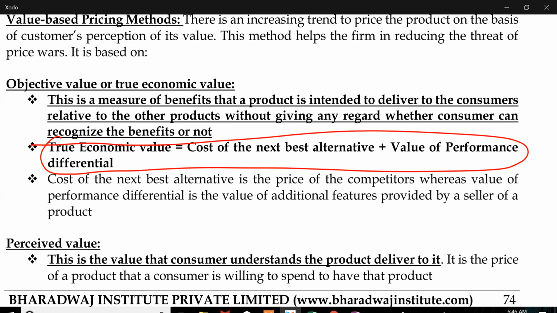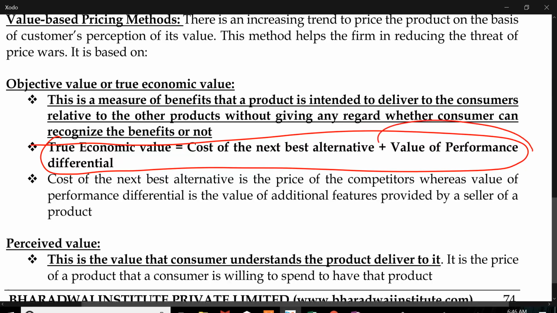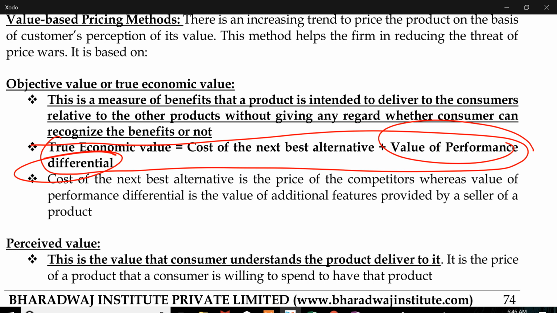Customer to customer it is going to change, because of the value of performance differential, the e-classes provided by Bharadwaj Institute. Somebody will say it has zero value, because I am not going to look at those videos. What is the point of giving me those classes? Somebody will say it has a value of 1000, somebody 2000, somebody 3000. So it keeps changing from person to person. It's not opportunity cost. The cost of the next best alternative does not mean opportunity cost. When I say alternative, it's the alternative product or service plus or minus performance differential.